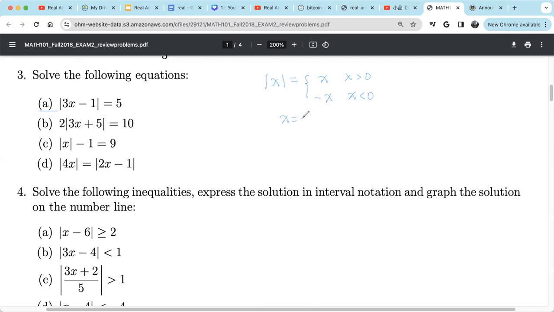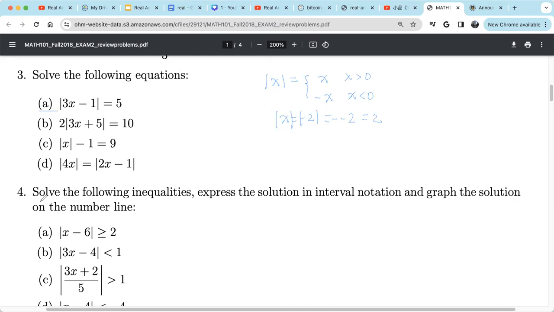Think about x as negative 2. Well, the absolute value of x will be the absolute value of negative 2. So we have changed negative 2 to be positive 2. What happened? It's negative, negative, right? Negative, negative becomes positive. So when x is negative, the absolute value of x is negative x. So we always have these two scenarios for absolute value.